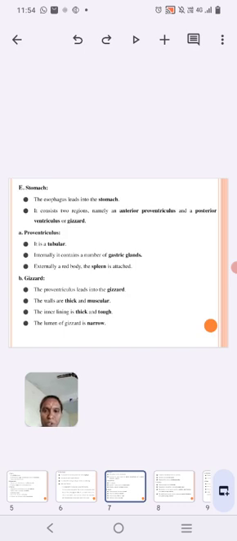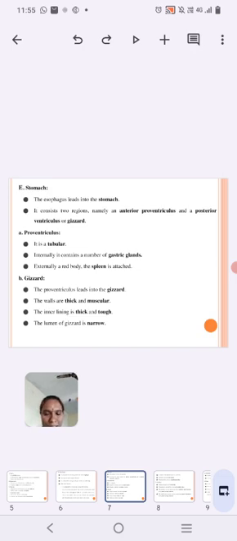The next part is the stomach. The esophagus leads into the stomach. The stomach consists of two regions, namely an anterior proventriculus and a posterior ventriculus, which is like a gizzard. The first part is the proventriculus, the anterior part of the stomach. It is a tubular structure. Internally it contains a number of gastric glands. Externally, it is attached to the spleen.